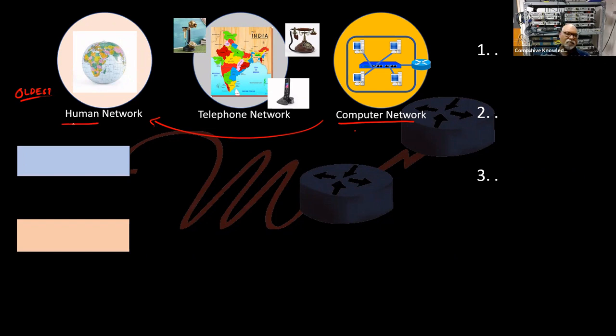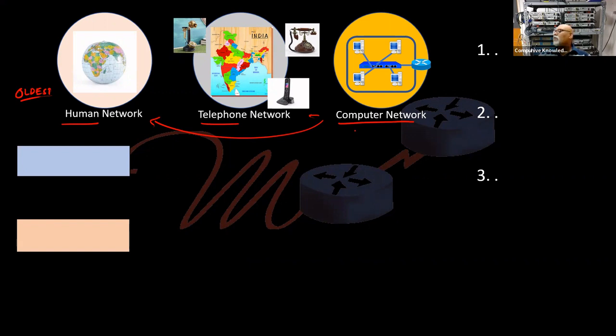The human network is there. Right? 100 years before computers, there was the telephone network. So obviously they would have taken inputs from there on how the address should be. If you want to design something, you will take help from seniors. That's what we understood, right?